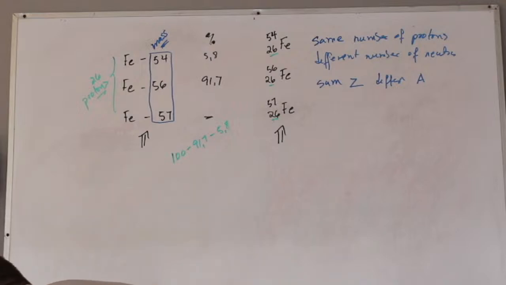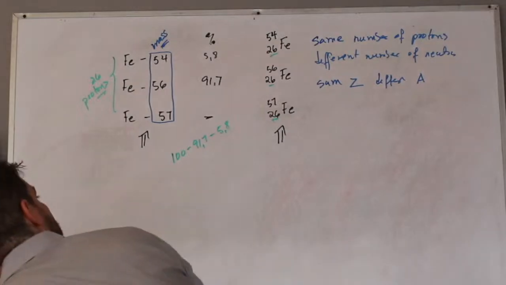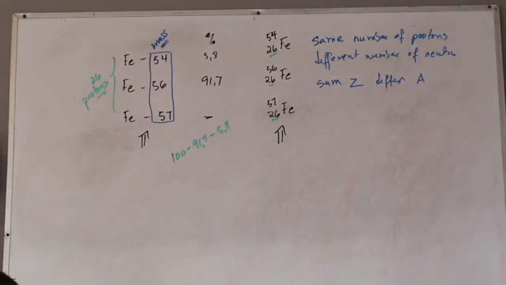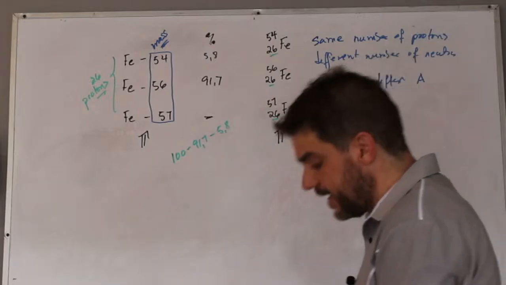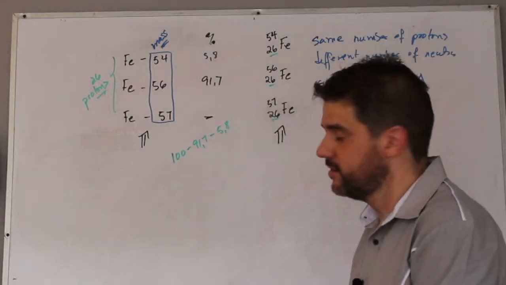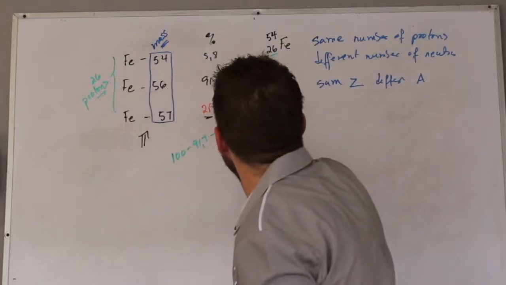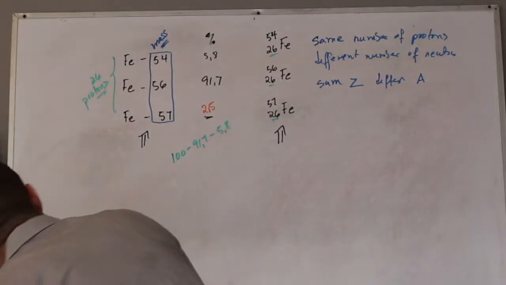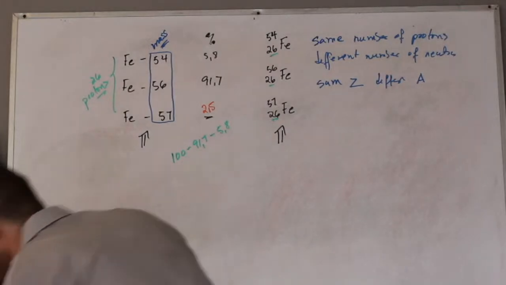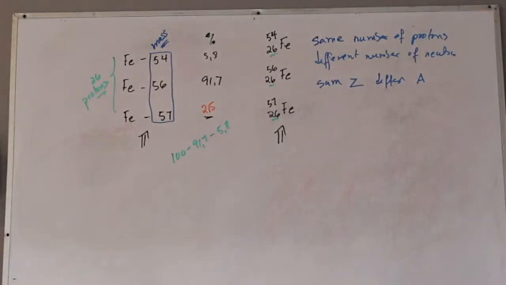Let me redo it also. 100 minus 91,7 minus 5,8. We get 2,5. So the percentage, guys, check my calculation, please. I got 2,5. Yeah, 2,5. I hope you got 2,5. Let me see. They say it's 2,5.